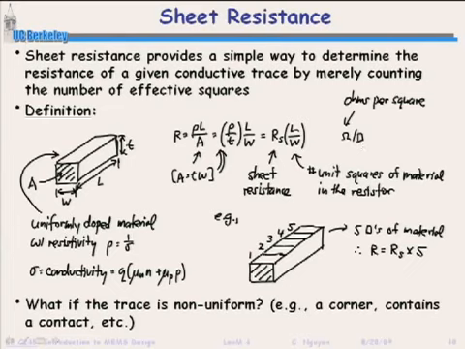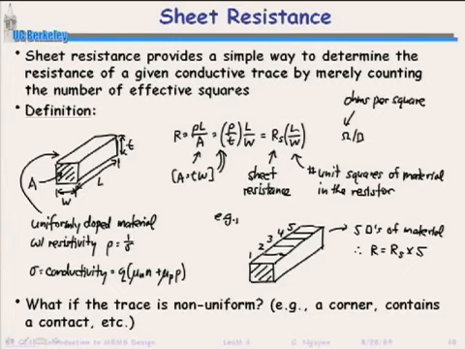Now, in general, you don't have a trace that has a box cross-section. In general, your cross-section is going to have some curvature there, and you're not going to have a uniform dopant concentration from the top to the bottom. It'll be non-uniform there. And so in that case, all right, hold that thought.